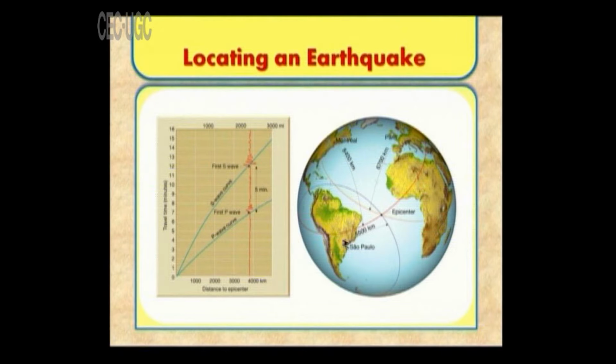For example, here the travel distance is 5500 kilometers. From here it is 8400, and here 6700. So, all 3 meeting points is called the epicenter. Below the epicenter the earthquake occurs. From that they can easily find out, based upon P wave and S wave arrivals and with the help of the triangulation diagram, the location of the earthquakes.